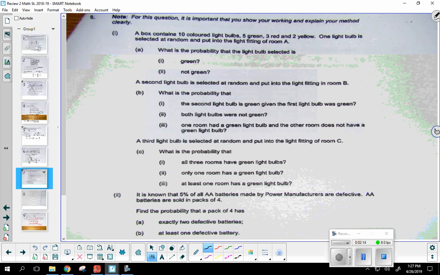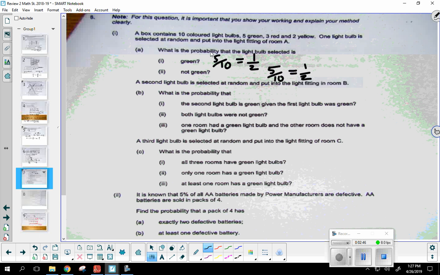So again, it's just the favorable outcomes over the total number of outcomes. So how many green are there? 5. Okay. Out of 10 total. So the probability of pulling out a green is 1 in 2. Now the same thing is going to happen for not green. Remember, we could refer to that as the complement when we were looking at sets. Because there are 3 red and 2 yellow, so there are 5 possibilities out of that. Again, simplifying to 1/2.